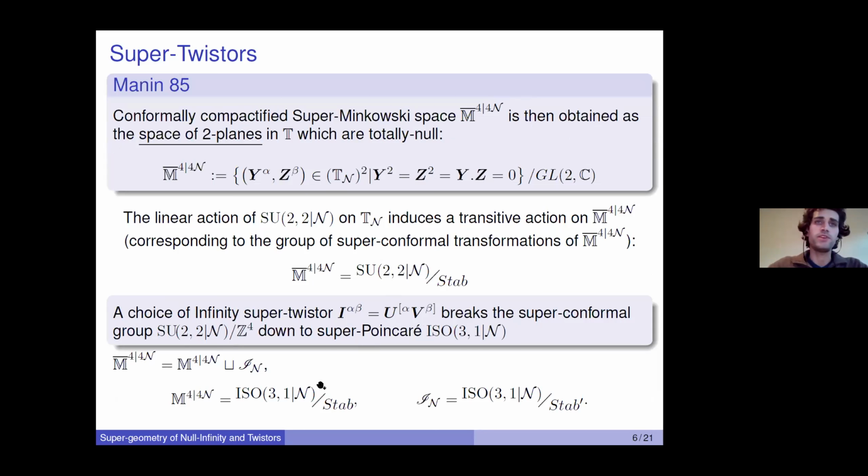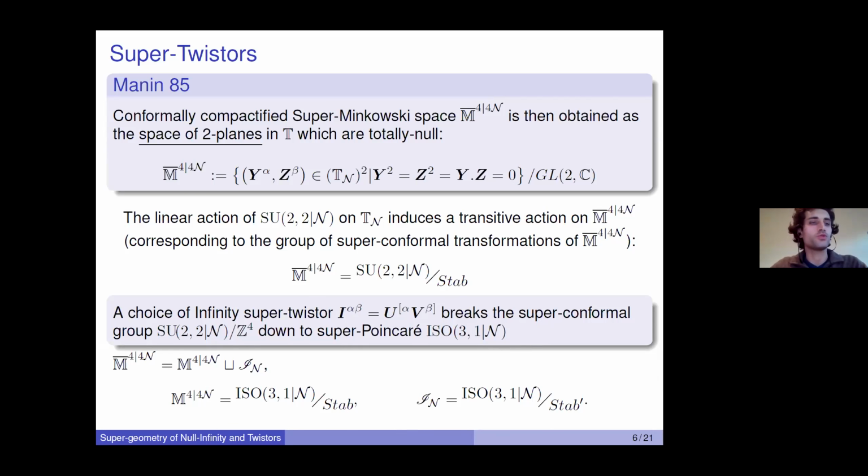And once again, everything goes straightforwardly in the supersymmetric setting. Now you pick a super infinity twistor, and once again it breaks the superconformal group down to the super Poincaré group. And once again, you have different orbits of the super Poincaré group acting on the superconformal compactification. One orbit is going to be super-Minkowski space. Another orbit is probably what you would like to call super null-infinity. So this is all, of course, local or flat. This is the flat case, and what we really want to do here is look at a curved version of that.